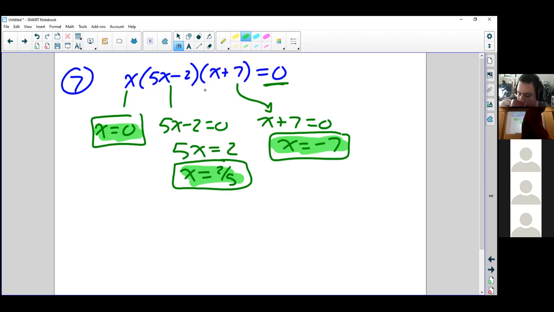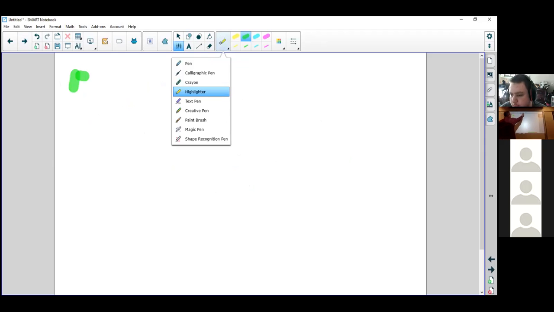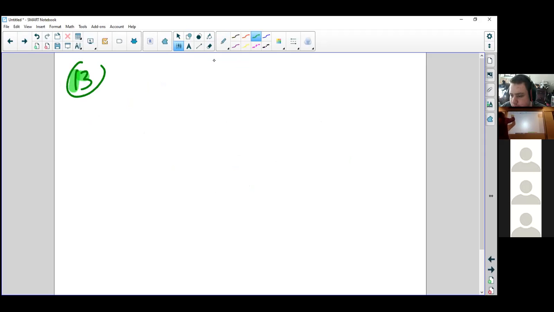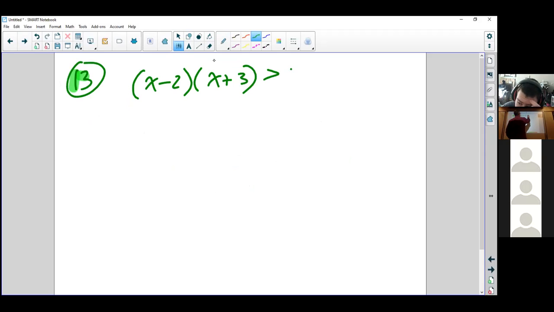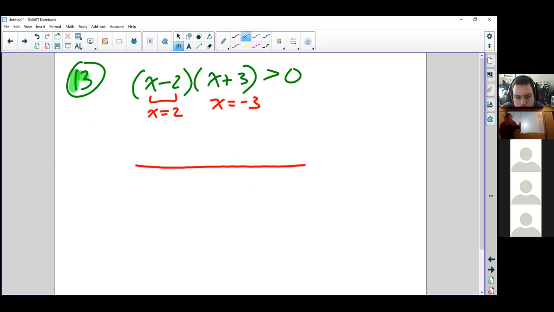And then let's talk about 13, 14, and 15. You ready? Oops. It's better when I have it as a pen. Number 13 says x minus 2 and x plus 3. And we have an inequality sign. Okay, so first thing we're going to do is, because it's equal to 0, I know that this is going to give me x equals 2. This is going to give me x equals negative 3. So on a number line, I'm going to have negative 3 on the left and 2 on the right.